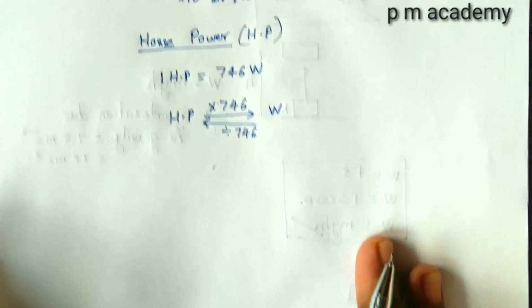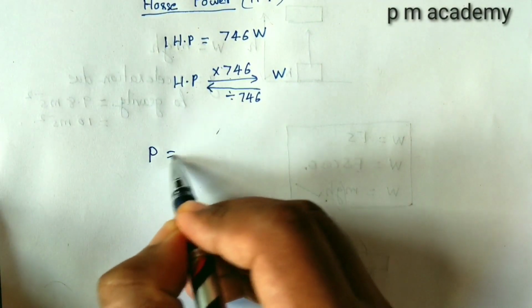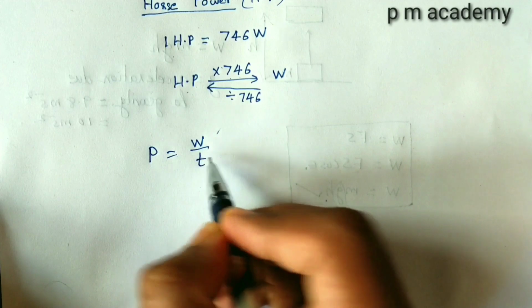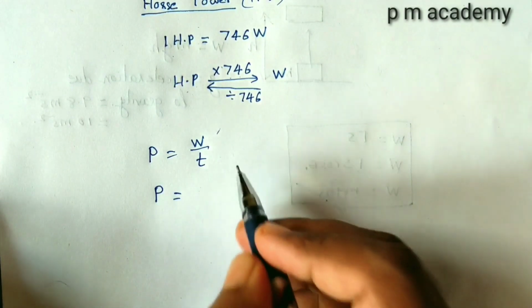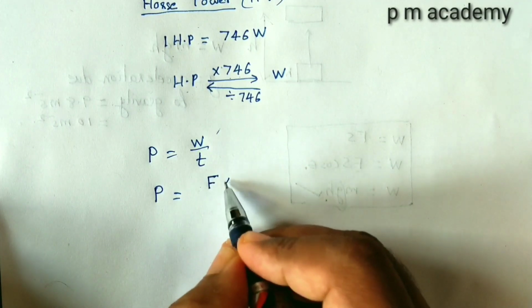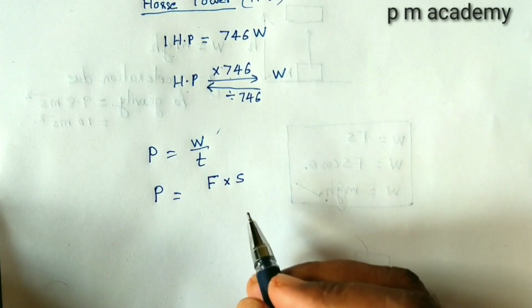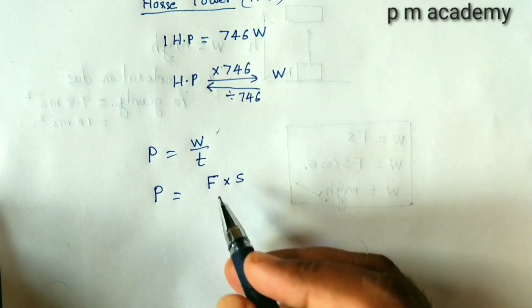One more important formula is there to find power. We studied one formula, power is equal to work by time. From this formula we can derive another formula, power is equal to work. You know that the formula for finding work is force into displacement. Therefore, instead of work, I am writing F into S.